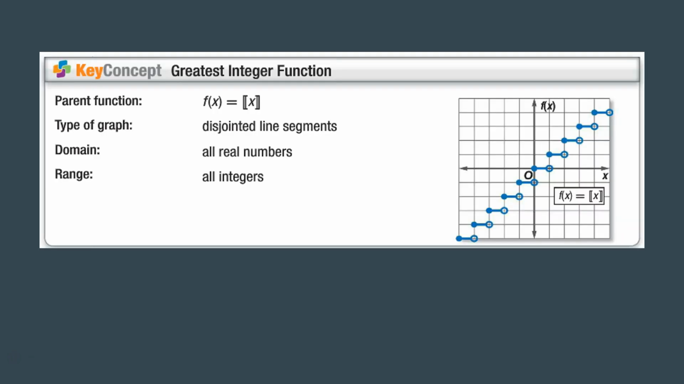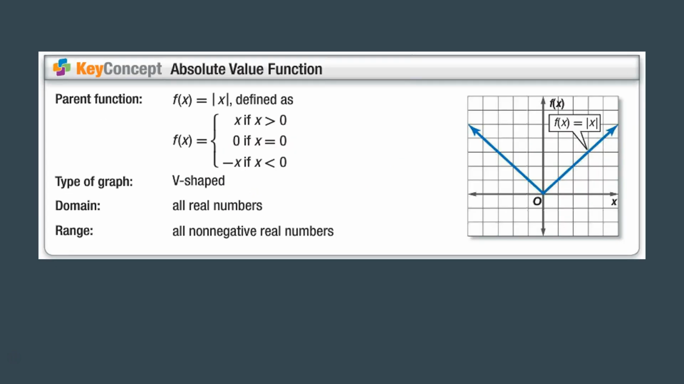Alright, so the greatest integer function is when we have f of x is equal to double bracket x. The type of graph it is known as the disjointed line segments, which means they are not connected. Dis means not, so not joined line segments. And you can see that here. None of them are connected here. The domain is all real numbers, and the range is all integers.